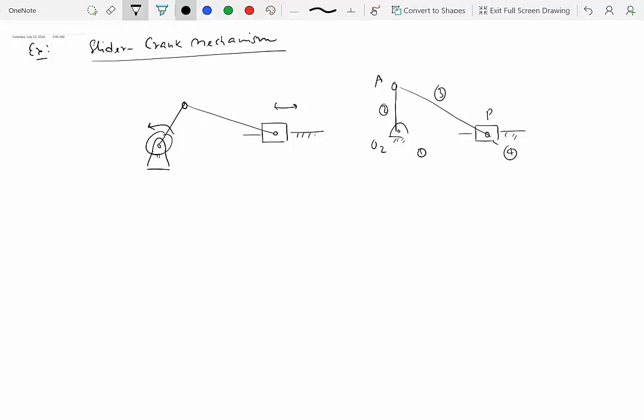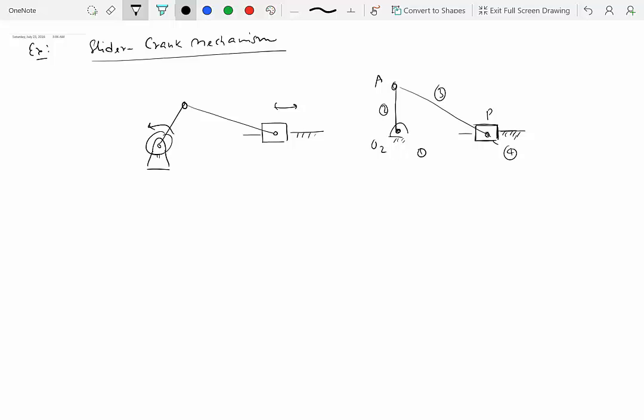So we saw one kind of 4-bar in the previous example where all the links were connected via revolute joints or hinges. And over here we have some revolute joints or hinges. This is a hinge joint, this is a hinge joint, this is a hinge joint. But then we also have this sliding joint, right? This is a piston that slides on this horizontal surface, and that's essentially a sliding joint.